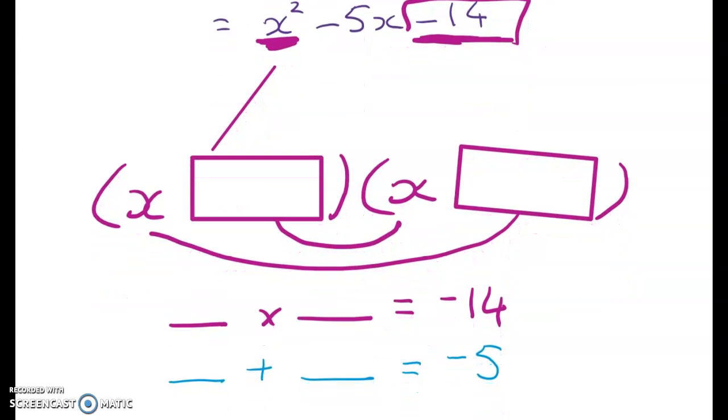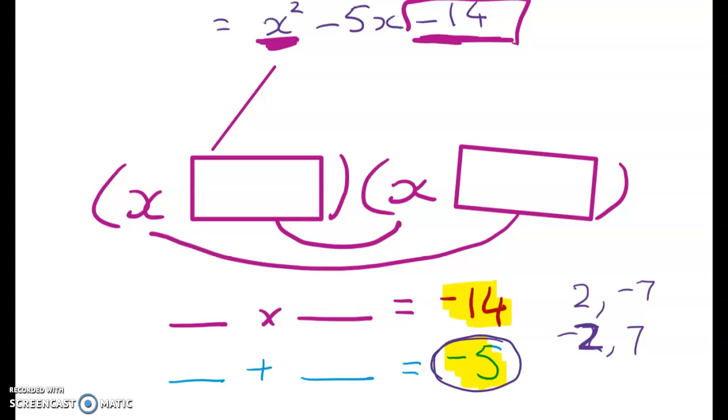So here, I'm looking at that negative 14, and I'm thinking about two numbers that multiply to give me negative 14. And it's going to be some combo of 2 and 7. But I'm either going to have 2 and negative 7, or negative 2 and 7. But I want to end up with a minus 5x. So that means that the pair that I want is 2 and negative 7.